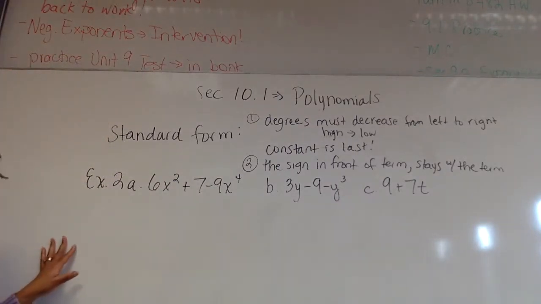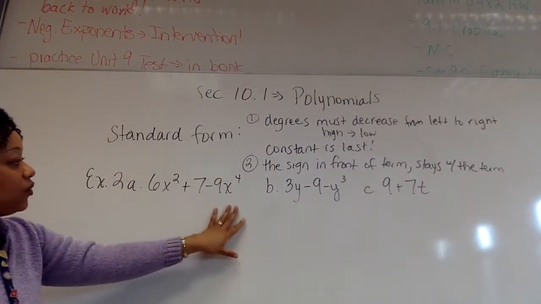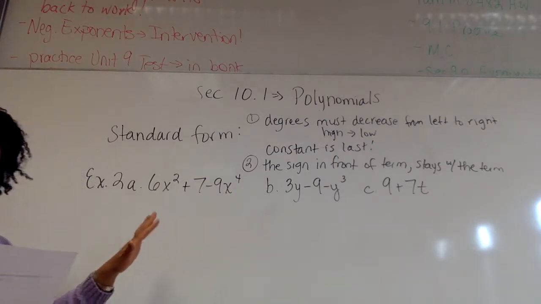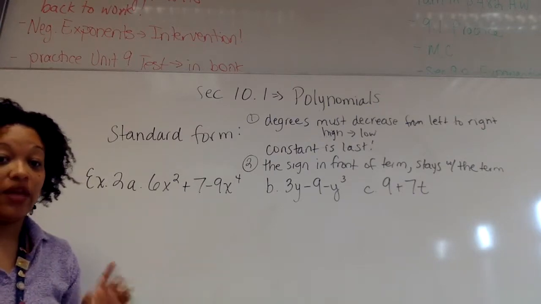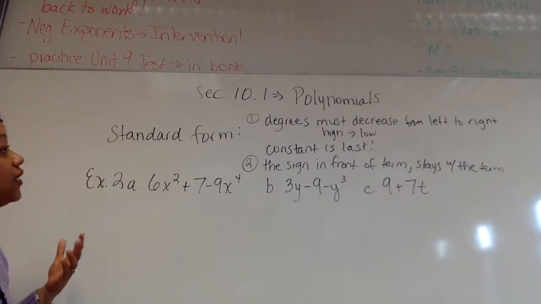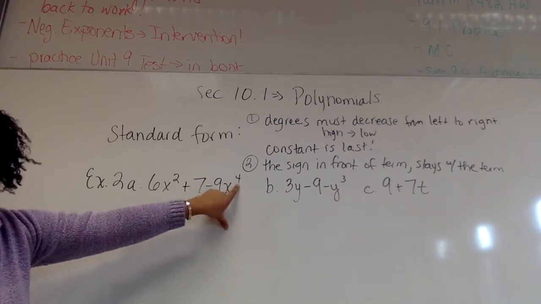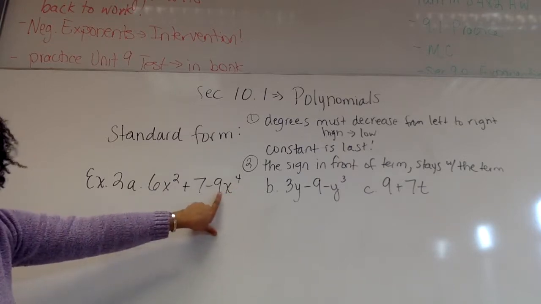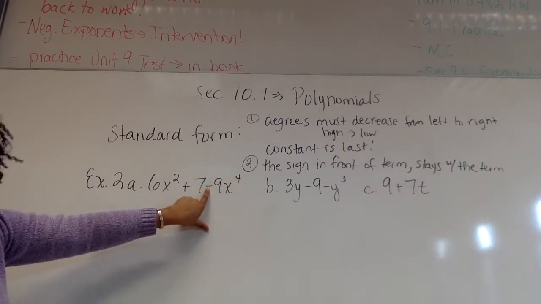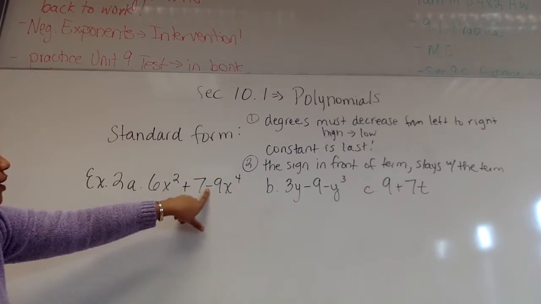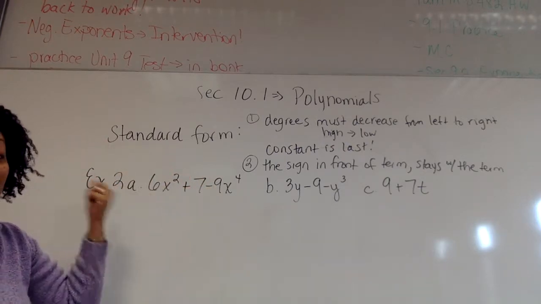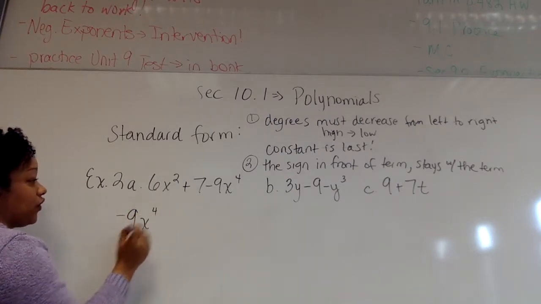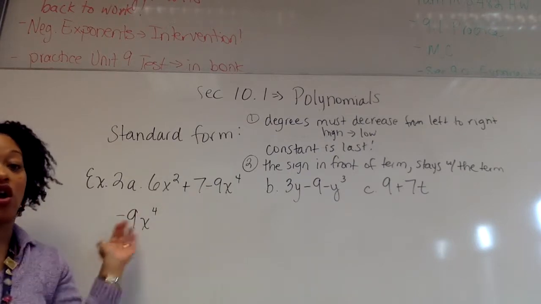So let's look at example 2a. I have a polynomial that is not in standard form, and your directions say, put the polynomial in standard form. The first thing is to find the highest degree, and it's right here. It's x to the fourth. That x to the fourth is connected to a 9, and that 9 is connected to a negative sign. So the first term to write is negative 9x to the fourth. If you forget the negative sign, you're wrong.